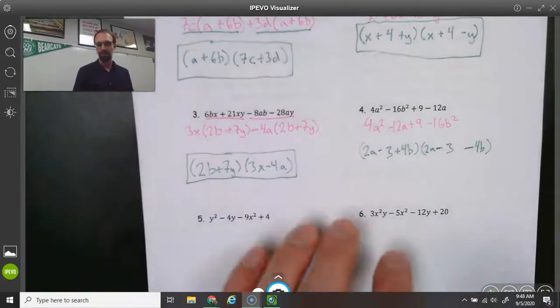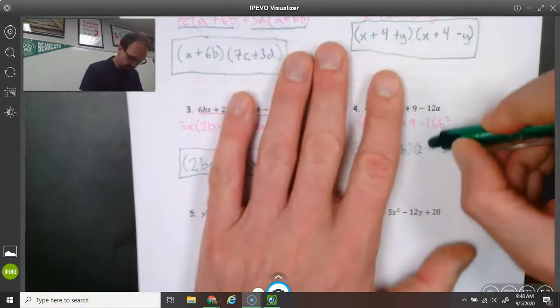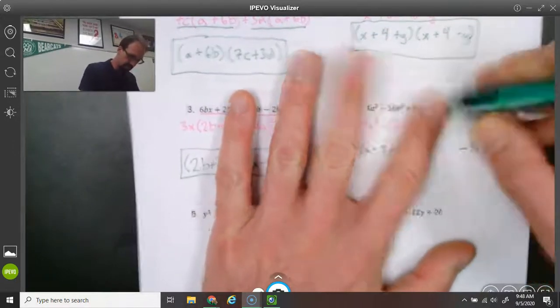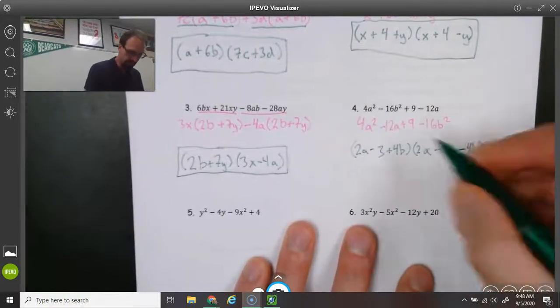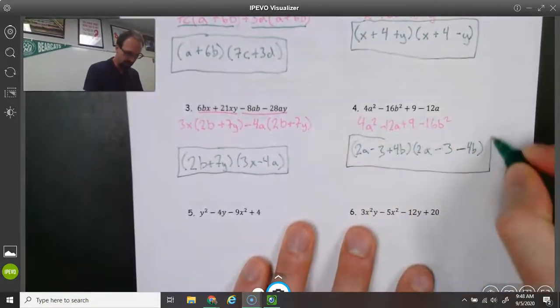You can clean that up for spacing if you wish. I'm going to clean up for legibility. 2a minus 3. There we go. There's the factors of that one.